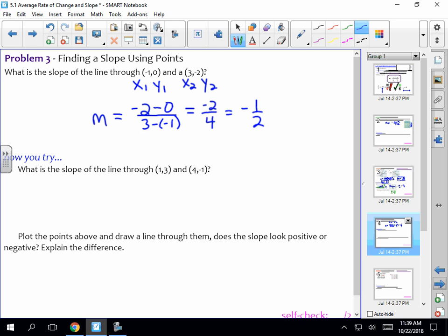See if you can find the slope between these next 2 points. I'll give you just about 30 seconds to try it. Give you a few more seconds here, maybe 15 more seconds to get it.